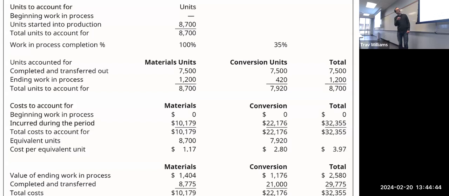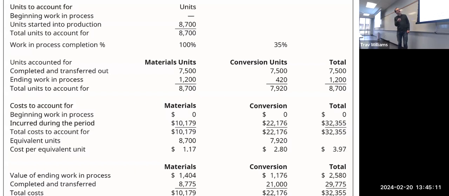Now, this was one formula, 0 plus 8,700 equals 8,700. And here we see the other formula, 7,500 plus 1,200 equals 8,700. Remember, those two formulas will always have the same answer. The units to account for. So here, what we see is 7,500 units are complete, 1,200 are in process.